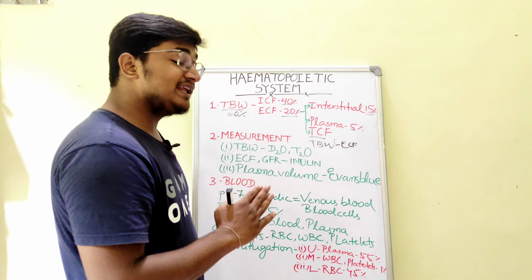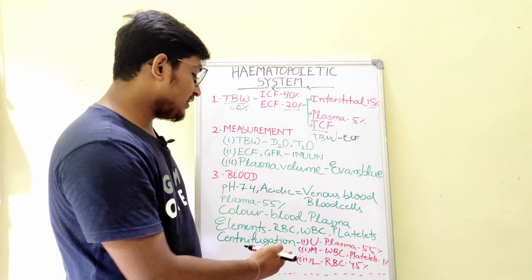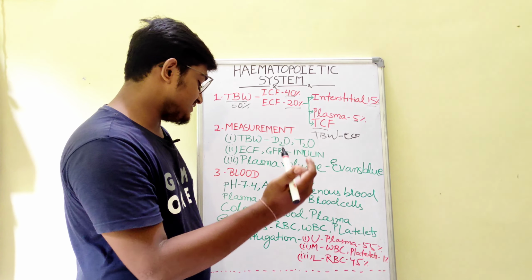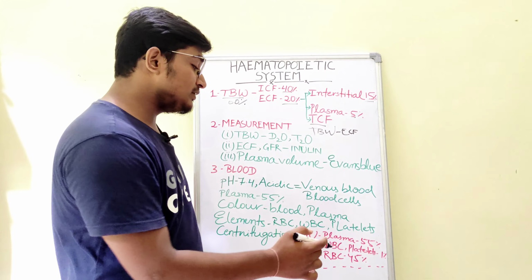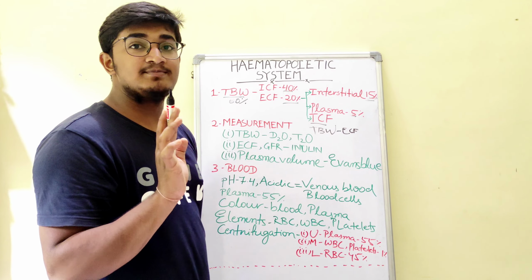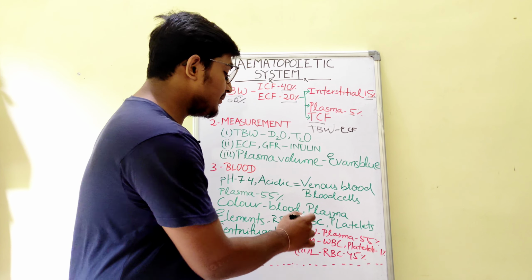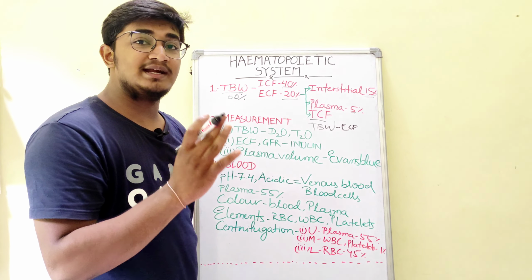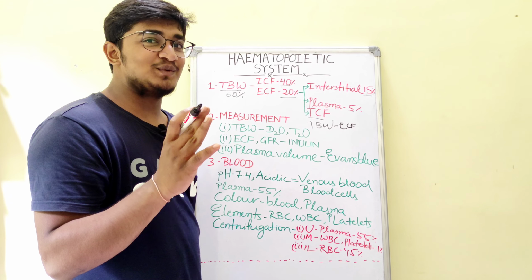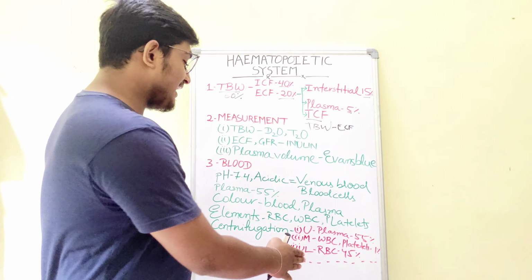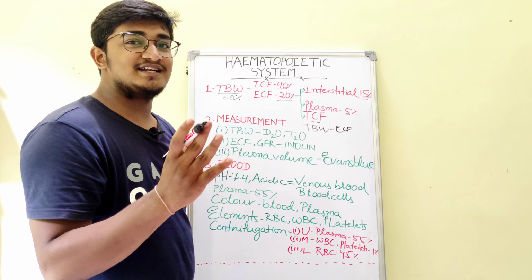The cellular elements of the blood are RBC, WBC, and platelets. Upon centrifugation of the blood, the upper layer will be the plasma, which is 55%, the middle layer will be the WBC and platelets, which constitute less than 1% and form the buffy coat layer, and the lower layer will be the RBC, which is 45%.